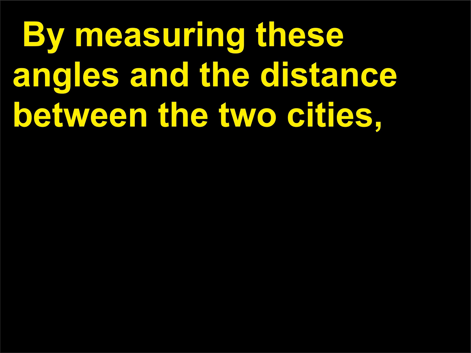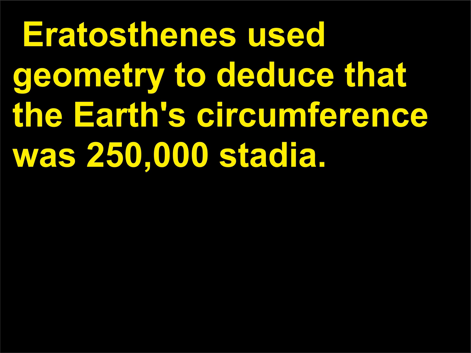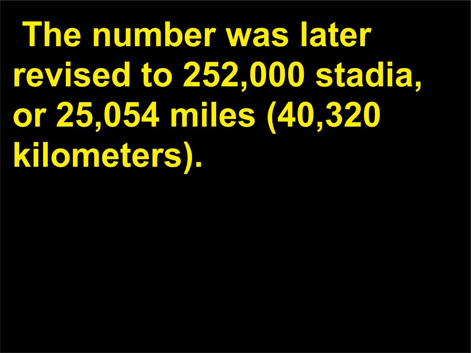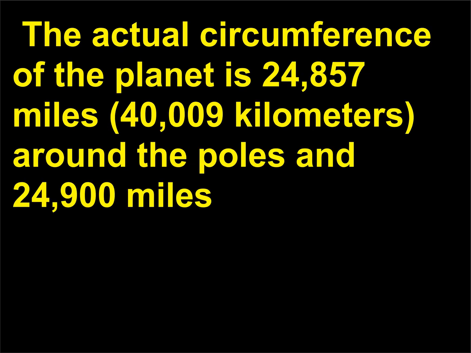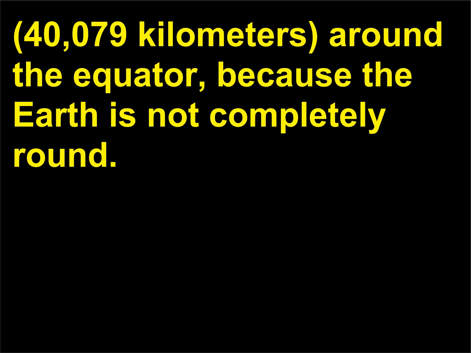By measuring these angles and the distance between the two cities, Eratosthenes thence used geometry to deduce that the Earth's circumference was 250,000 stadia. The number was later revised to 252,000 stadia, or 25,054 miles, 40,320 kilometers. The actual circumference of the planet is 24,857 miles, 40,009 kilometers, around the poles, and 24,900 miles, 40,079 kilometers, around the equator, because the Earth is not completely round.